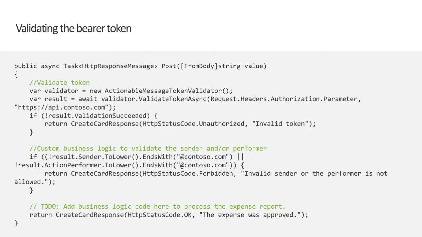Once I've validated the token, I then want to validate that the message, or the response coming from the sender or the performer of the message, is valid. So in this case, I'm checking to make sure that it's coming from and being sent to Contoso, and the person acting on it is from Contoso. If not, then I want to kick back a forbidden. While we know the token's valid, we know that the user's not allowed to be doing this. So we'll kick back a forbidden error saying it's an invalid sender or the performer is not allowed. And then finally, once everything's okay, I want to do my business logic. And ultimately, I'm going to send a response of okay, and then whatever message I want to respond with.